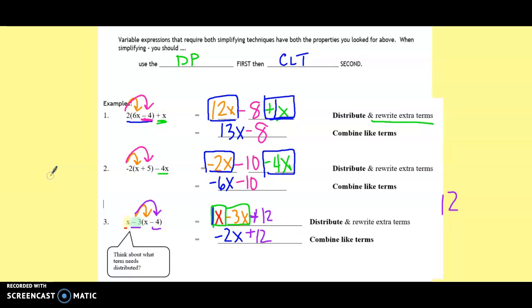So you're going to always distribute first and rewrite any extra terms that are just hanging out in the expression. And then you're going to look for terms that are alike and combine those. So distributive property first, and then combining like terms.